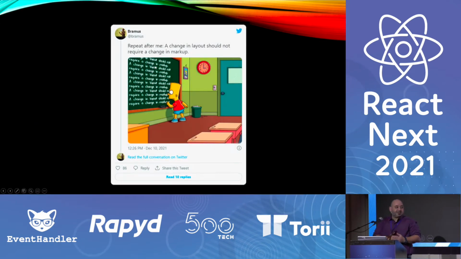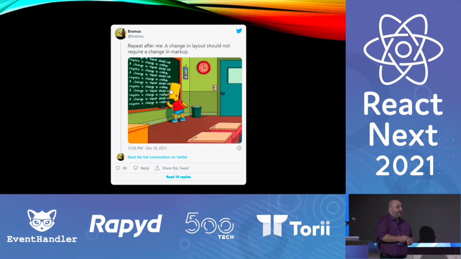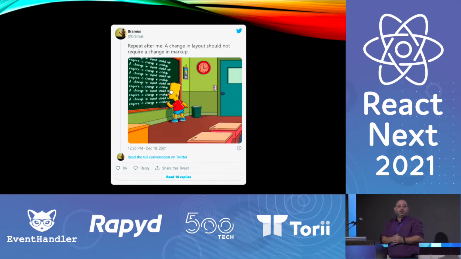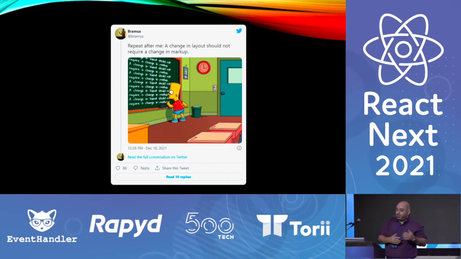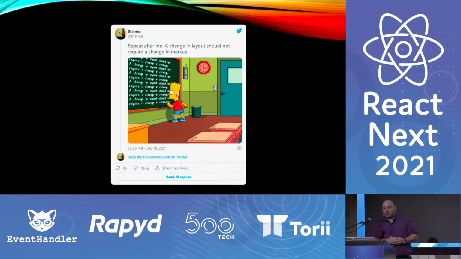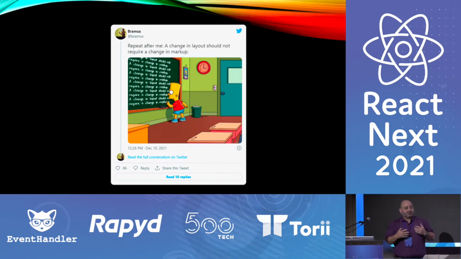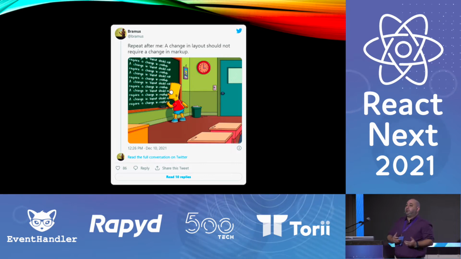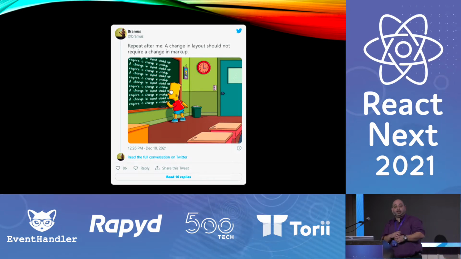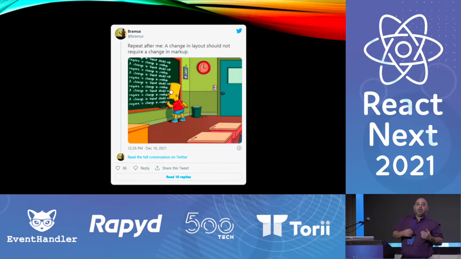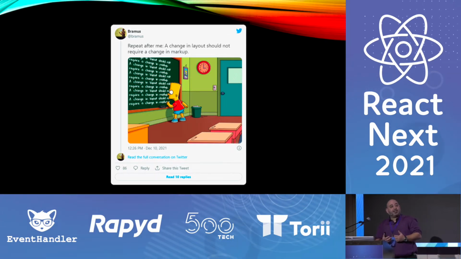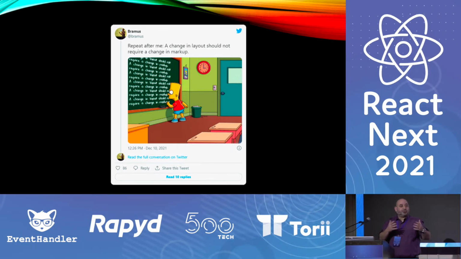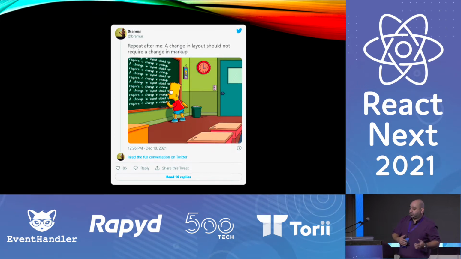And this is just a nice little tweet I ran across a few days ago by Bramos. Bramos is a great Belgian developer, and he wrote, "Repeat after me, a change in layout should not require a change in markup." And this is exactly what I'm trying to say, because if you build a good, strong, structural, semantic HTML, semantic markup, you don't need to change that markup if you want to change the layout, and then you can handle all the layouts with your CSS.